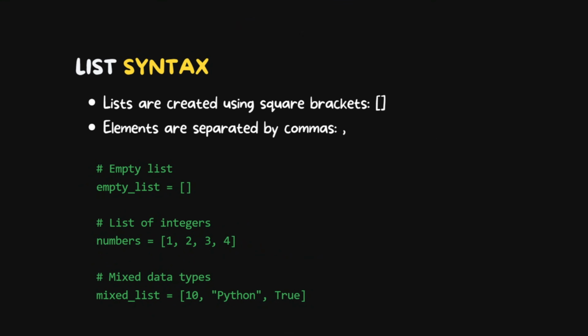The syntax for creating a list is simple. Use square brackets and separate each element with a comma. Let's see some examples. The first one is an empty list. This is a list of integers named numbers. Then the last one is mixed data types, where an integer is present, a string is present, and a boolean value is present. As you can see, lists can hold a variety of data types, making them ideal for dynamic and versatile data handling.